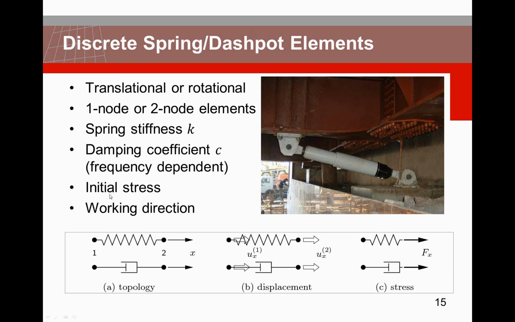These spring dashpots can have initial stresses, and they can have a working direction. By default, for a 2-noded element, the working direction is from node 1 to node 2, unless you specify another direction. For instance, if you want to work this spring in a vertical way, then you can give a direction in Y or in Z instead of using the direction from node 1 to node 2.